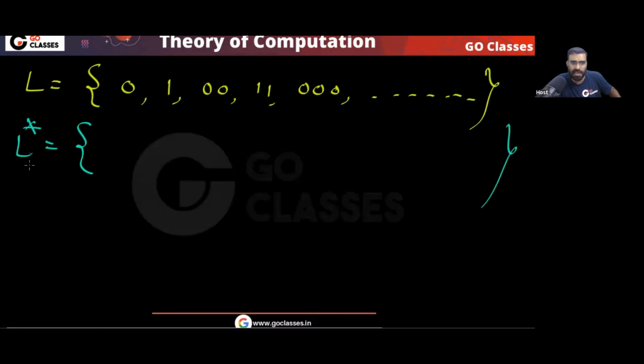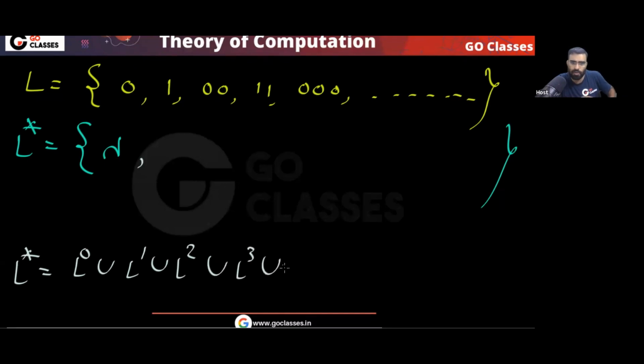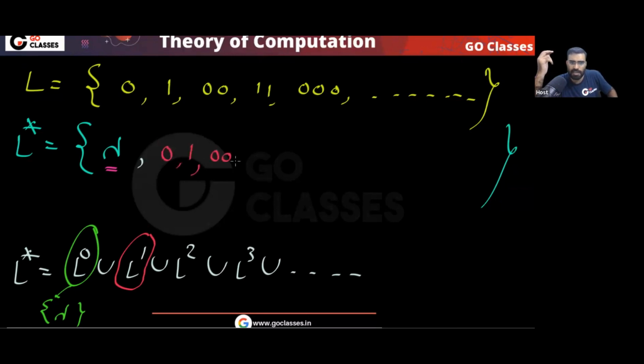Can I say L star will contain the empty string? Yes, L star will definitely contain the empty string. You already know L star: that is L power 0, union L power 1, union L power 2, union L power 3, union L power 4, and so on. L power 0 is a set containing the empty string, so the empty string will definitely come. Now tell me, can I say entire L will come in L star? Yes, entire L will come.